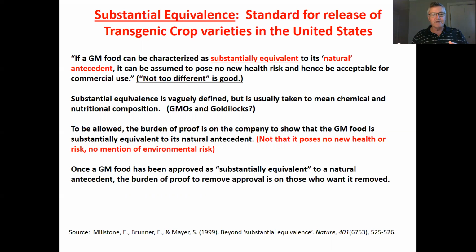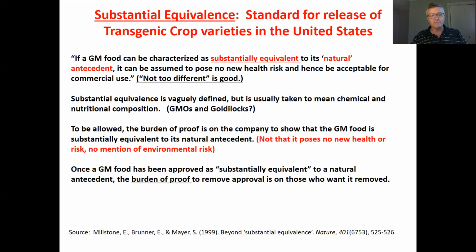And therefore, to be allowed to sell the new GM food, if you hold substantial equivalence, all that the company needs is that it is nutritionally and chemically the same or similar to food which is already available. The company doesn't have to show that there's no new health risk. They just have to show that there's nothing much different about it than something which is already being sold. In the law, there's no description of environmental risk.